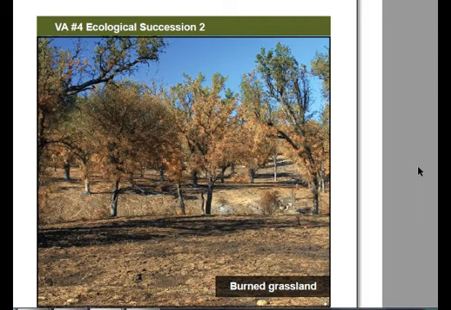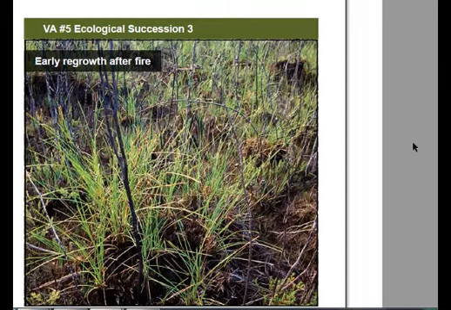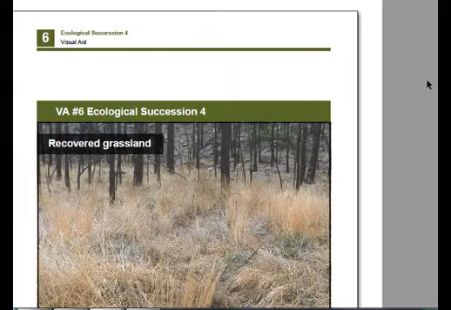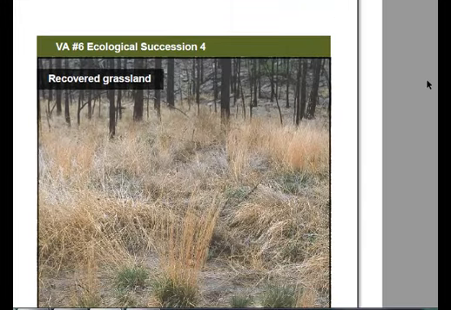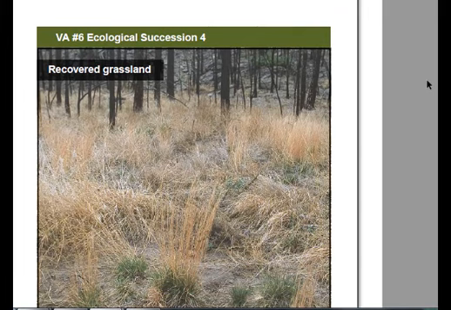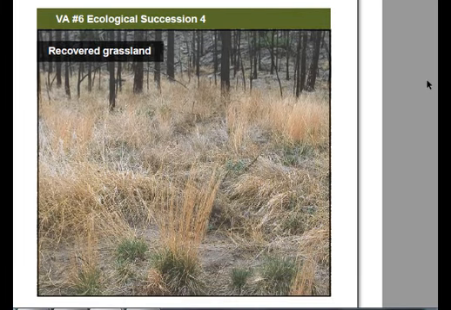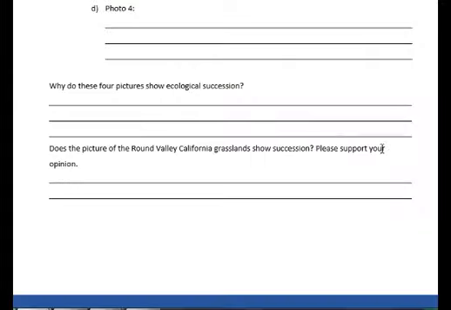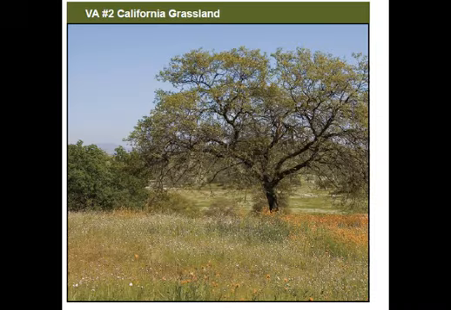Do you see change in the composition of species? To months or weeks after that fire, do you see change in the composition of species? This is a close-up of the ground. And then the final picture, do you see change in the composition of species in this picture over time? So go ahead and fill in your answer here. Why do these four pictures show ecological succession over time? Start the tape when you are ready.